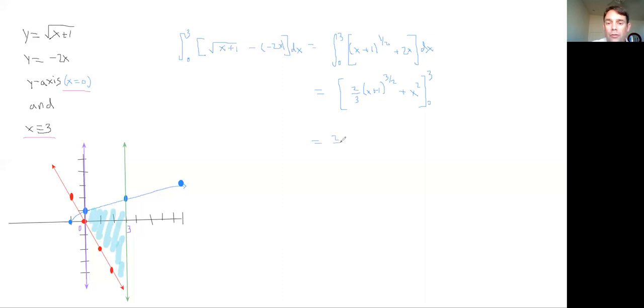So plug everything in here: 2/3 times 4 to the 3/2 plus 9. And then we're going to subtract 2/3 times 1 to the 3/2, and we're going to subtract 0. So when I plug all that in there, friends, I end up with a whopping, what's that going to be? 41/3.